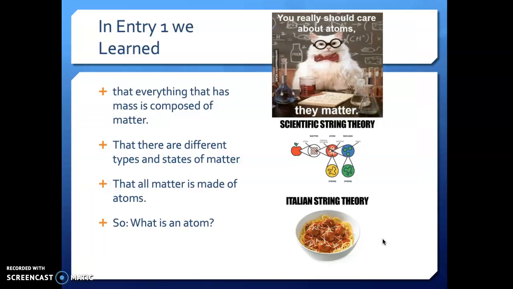Okay, so let's talk about what we have here. In entry 1, we learned that everything that has mass is composed of matter, and there are different types and states of matter, and that all matter is made out of atoms. So what is an atom? Well, let's talk about it today. These are just some nice memes over here you get to look at.